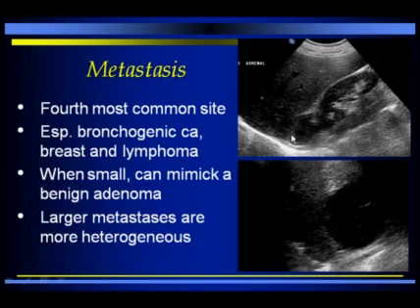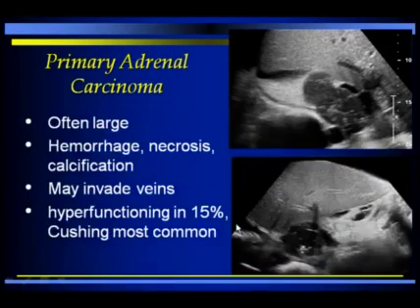So here's a metastatic lesion. This is a more characteristic appearance. This is more hypoechoic. It is a relatively common site for metastases, especially when one's talking about lung cancer. Breast cancer and lymphoma also go to the adrenal gland. As we said before, it can mimic an adenoma. Usually when they get larger, they're more heterogeneous, and so they don't really look like the homogeneous echogenic adenoma.